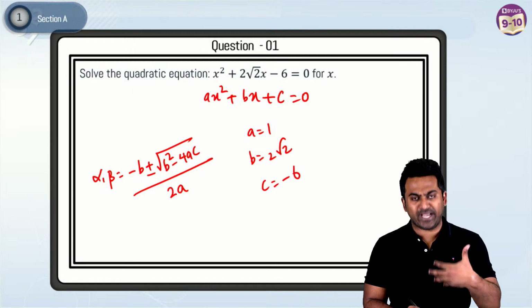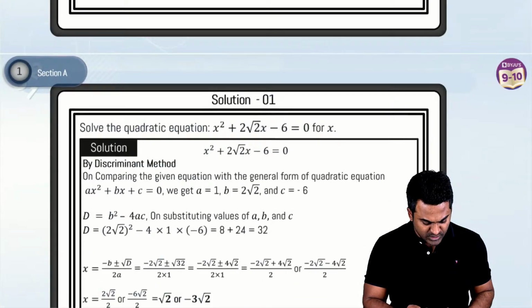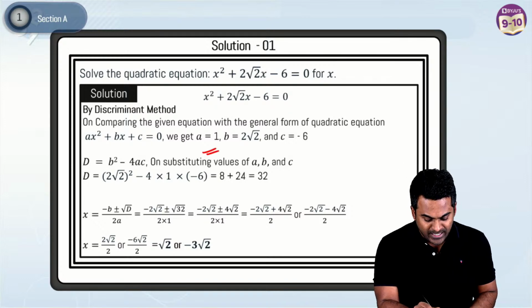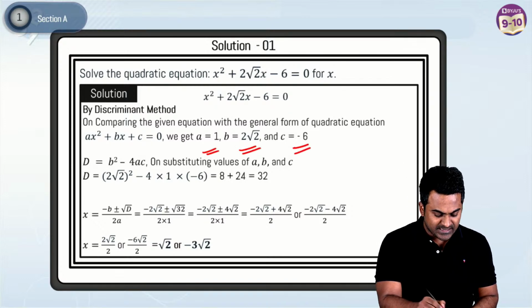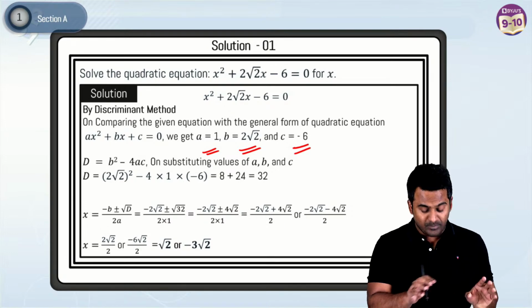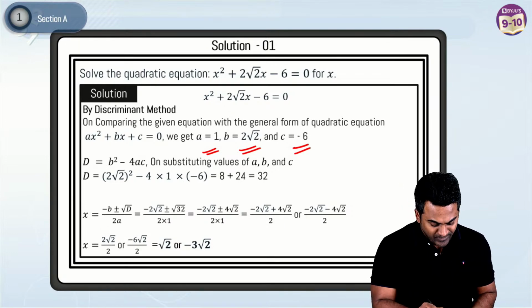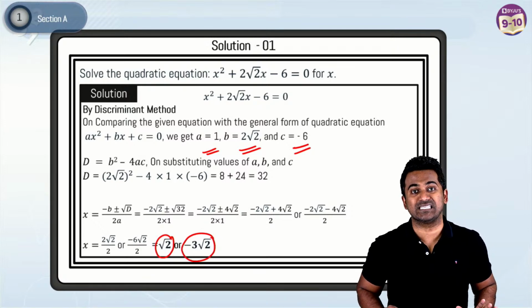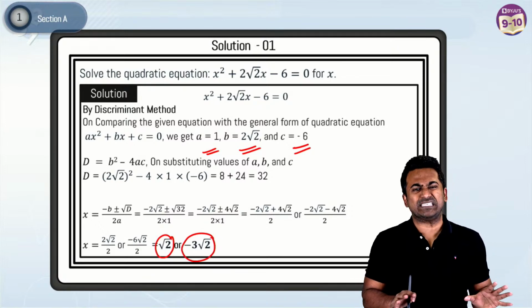I would go ahead and show you the solution for this. The solution is going to look like this. As I said, when you compare it with the standard form, a is 1, b is 2√2, c is -6. Substitute this in the formula. Make sure your calculations are careful, and then one root will be √2 and the other one is going to be -3√2. So, a fairly simple question.